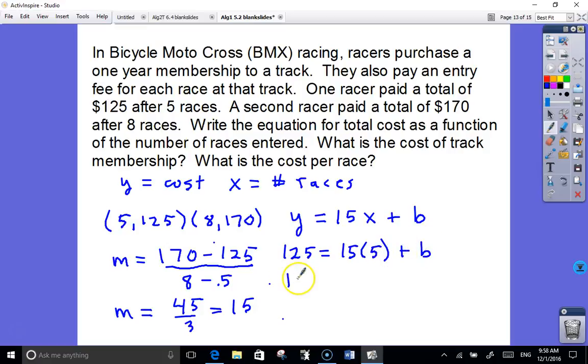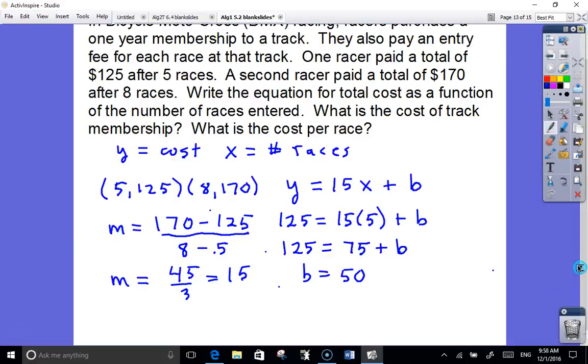What is 15 times 5? 75. Plus B. Oh, sorry, that was wrong. Not equals. Plus B. Subtract, B equals 50. Okay, so now we know everything, right? Here we can say that the equation is, this is the equation for cost. Y equals 15x, $15 per race, plus an initial fee of 50.